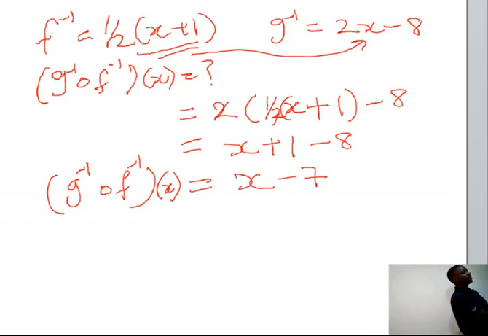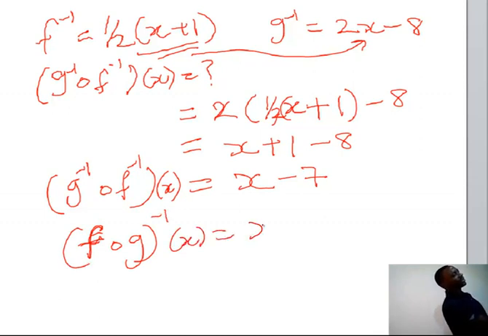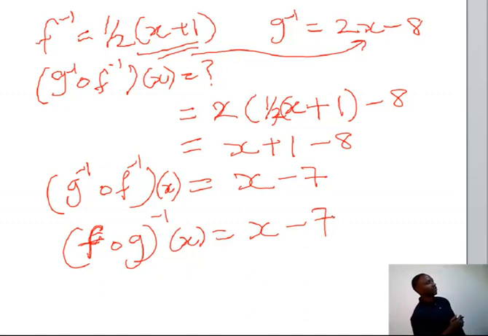Now recall that our f compose g inverse of x is also x minus 7 from our previous calculation. What we are just trying to establish here is to let you know that g inverse compose f inverse of x has the same value as f compose g inverse of x, as you can see from our calculation. Let's proceed.